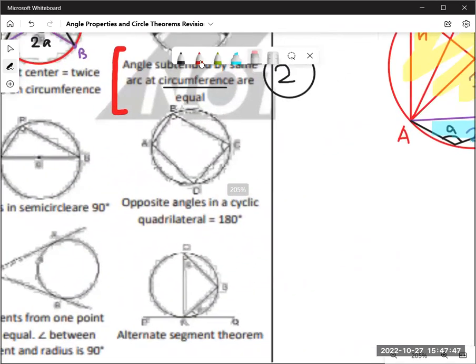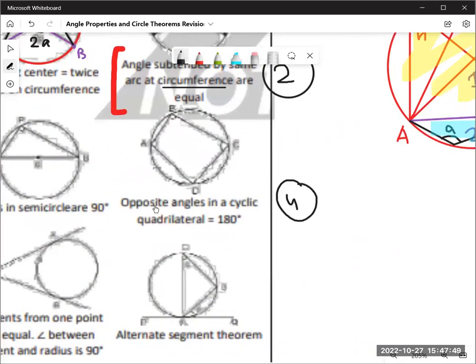Now let's go to rule number 4. Najla, read the rule. Opposite angles in a cyclic quadrilateral add up to 180 degrees. So cyclic quadrilateral, what does that mean?